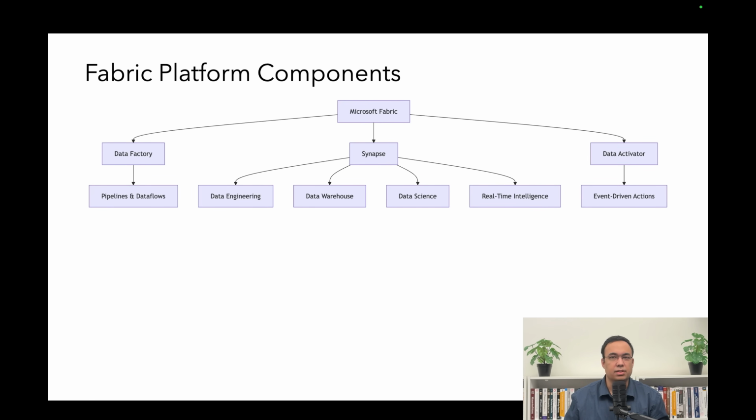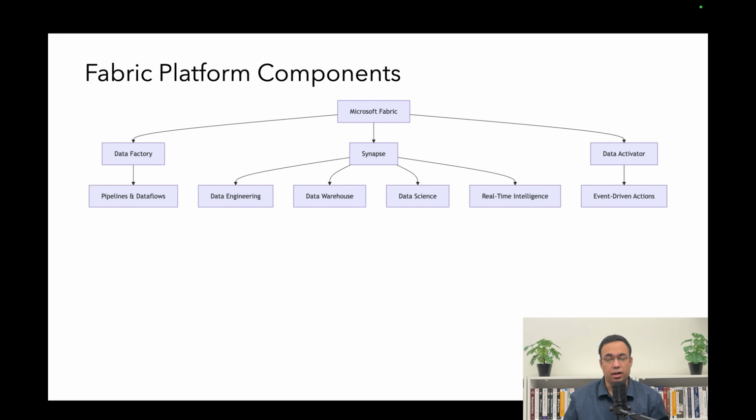Synapse in Fabric is not exactly the same as Azure Synapse Analytics that you might be familiar with. In Fabric, Synapse encompasses four key workloads. First, data engineering, which gives you Spark-based processing with notebooks and jobs. Second, data warehouse, which provides a SQL-based warehouse capability. Third, data science for your machine learning and AI workloads. And fourth, real-time intelligence, which handles streaming analytics and event-driven scenarios.